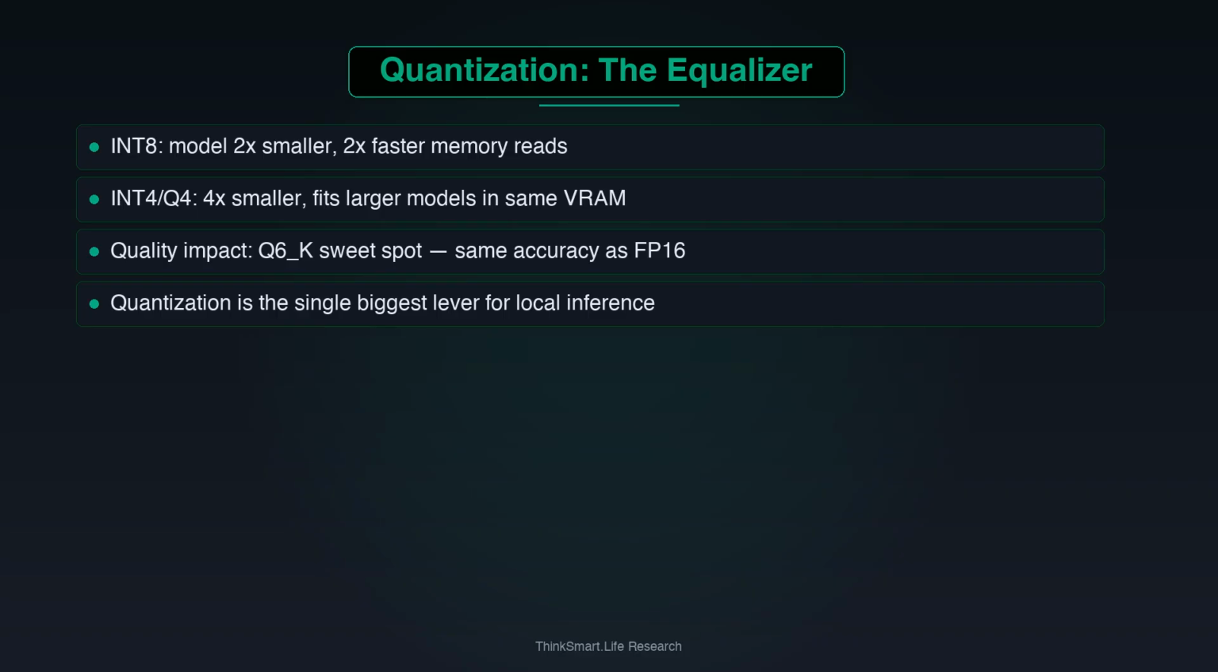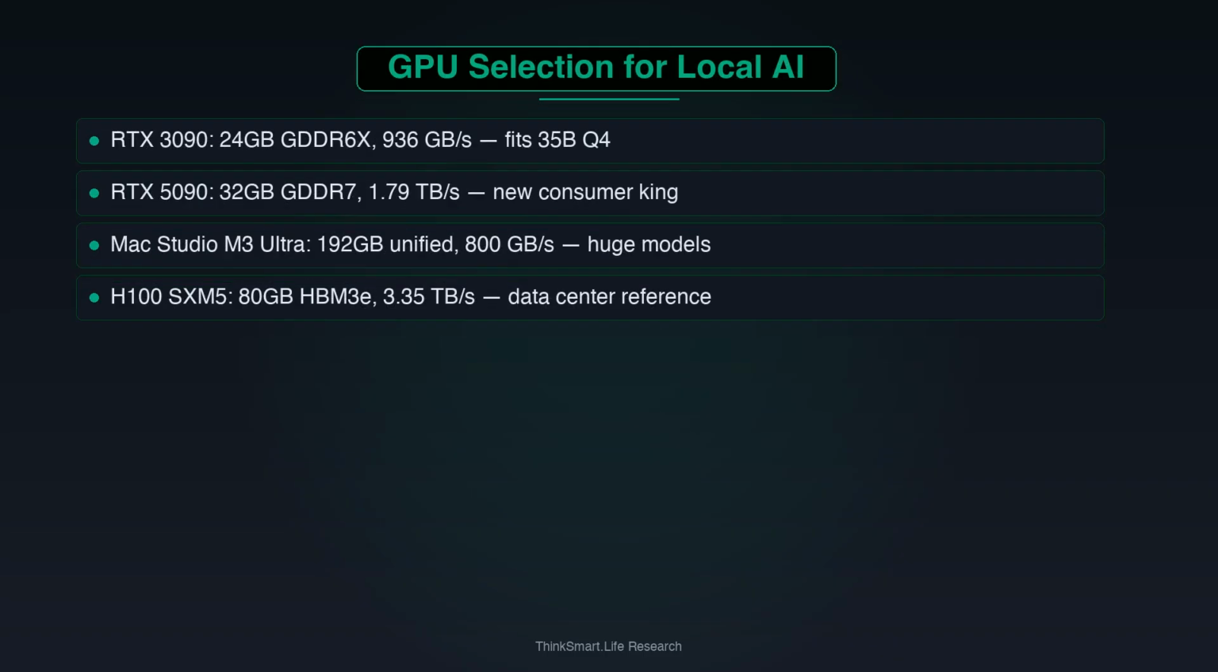Q6_K is the quality sweet spot, nearly identical accuracy to FP16, with 60% of the size. The precision cascade also matters on tensor cores. Lower precision packs more operands into the same hardware lanes, which is why INT8 is twice as fast as FP16, and FP8 doubles that again. Quantization unlocks both capacity and throughput simultaneously.